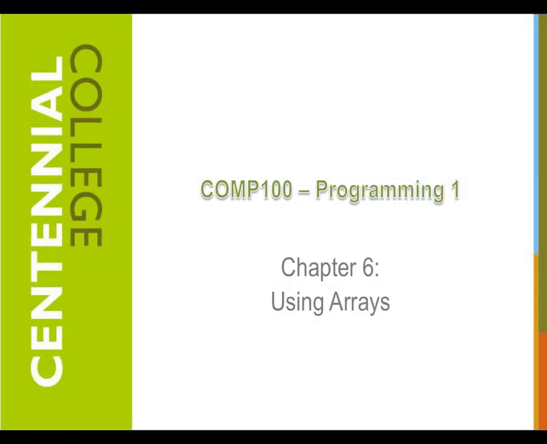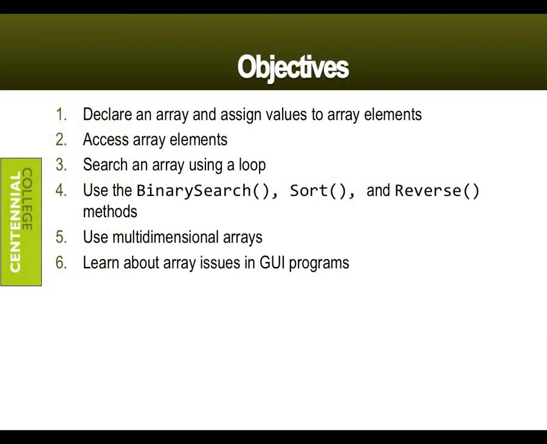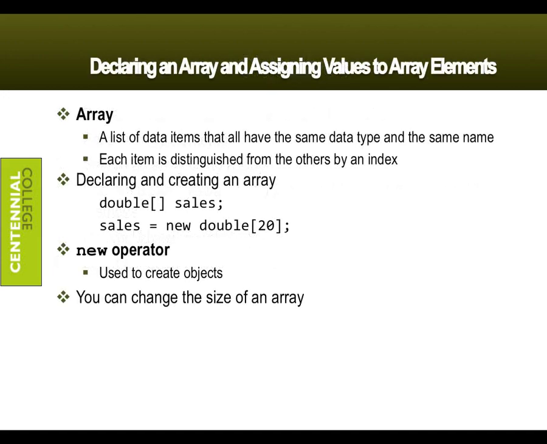So what are arrays anyway? I keep saying array, array, array, but we're going to talk about these things a little bit. So again, an array, as the definition is, a list of data items that all have the same type. So think about a bunch of integers, or a bunch of doubles, or a bunch of strings, right? And the same name. They all have the same name. Each item is distinguished from the others by something called an index, right?